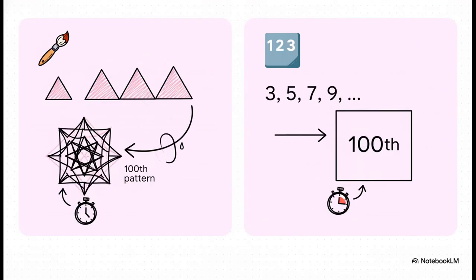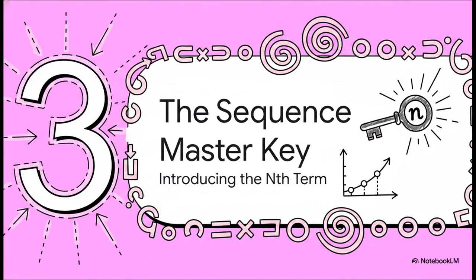So here's the deal. Both of these methods are useful. Visuals are awesome because they're so intuitive. But, can you imagine drawing the 100th pattern? It would take forever. Numbers are a bit more abstract, sure, but they are way, way more efficient. We need something that gives us the best of both worlds. And that leads us perfectly into our next section, the sequence master key.